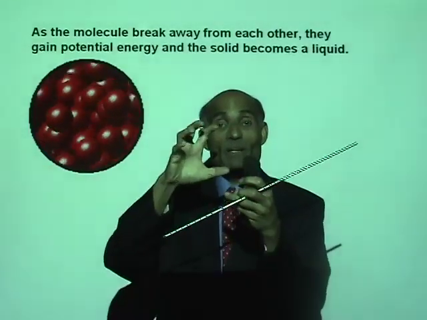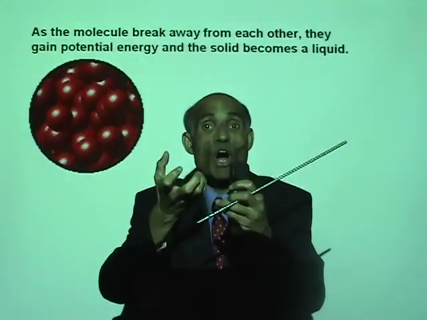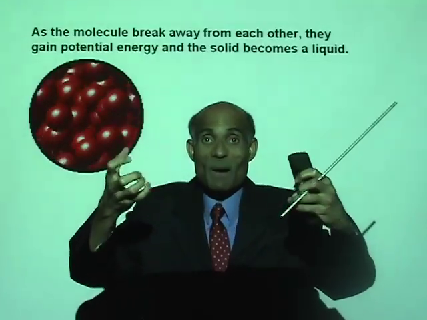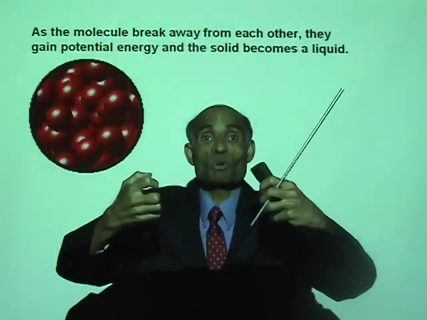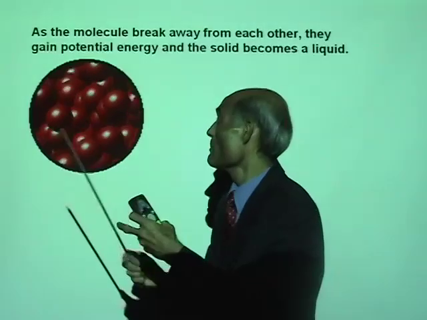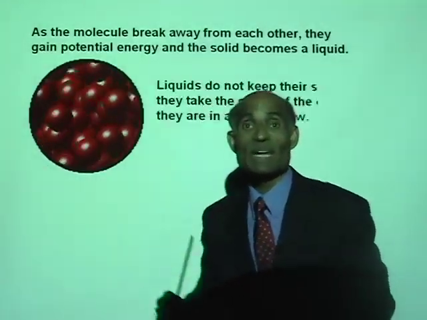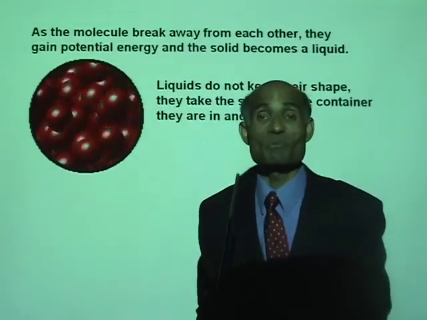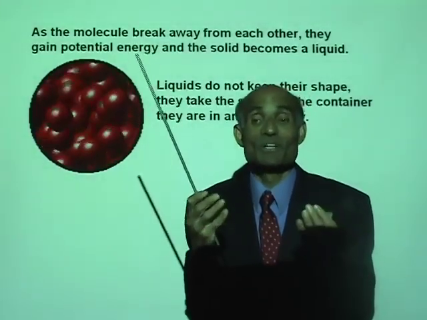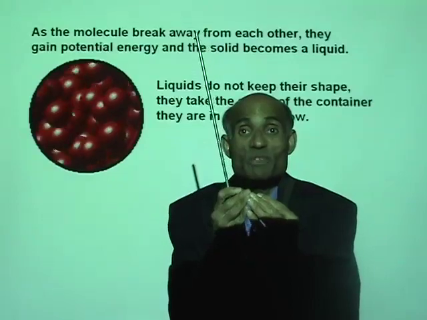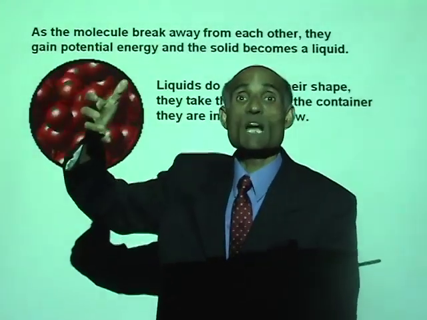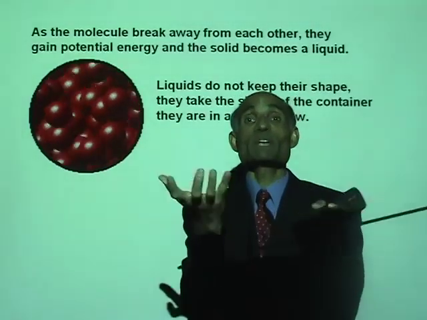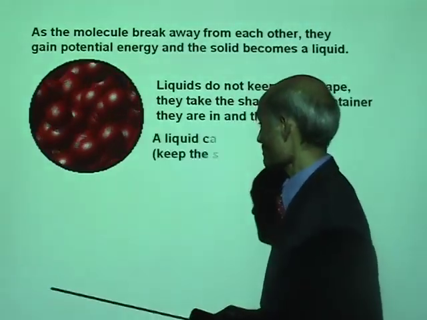Whereas in a liquid, the molecules are no longer fixed to their positions. The molecules can move about. They have now more potential energy. They can move about. That means the liquid can flow. And liquids do not keep their shape. Why not? Because the molecules are not fixed to their positions. So a liquid will take the shape of a container, whatever container holds it.